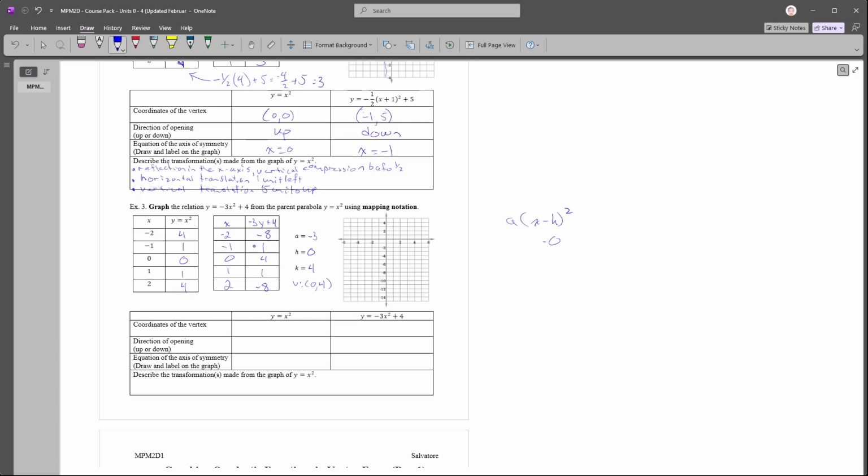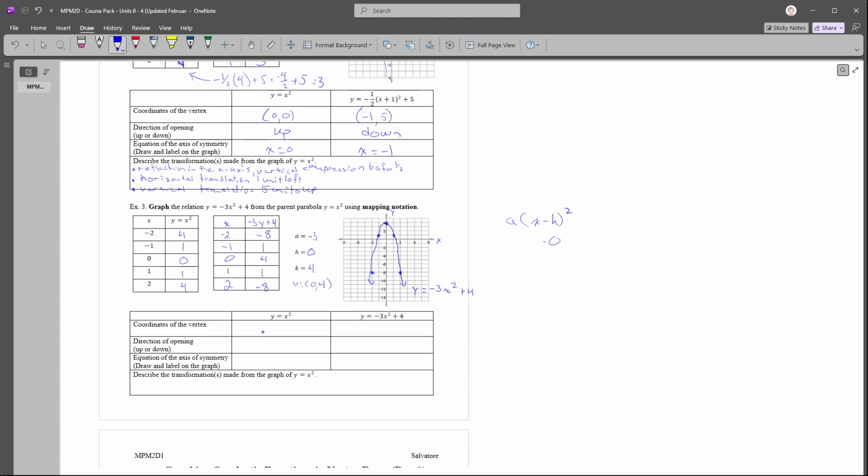So let's put in and graph what we see. Negative 2, negative 8. Boom, all the way down here. Okay, and then negative 1, 1. Oh, up here. 0, 4. And then 1, 1. And 2, negative 8. That's a very tall one. Don't forget your arrows, our x, our y. We can label it. Y is equal to negative 3x squared plus 4. So we have our label.